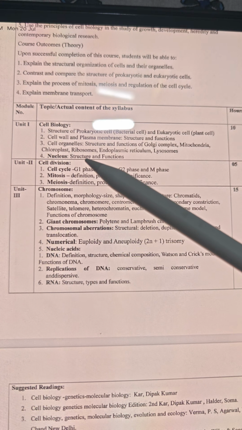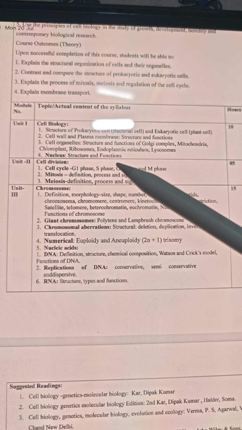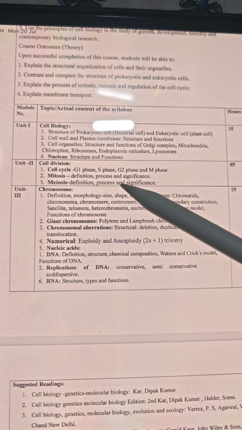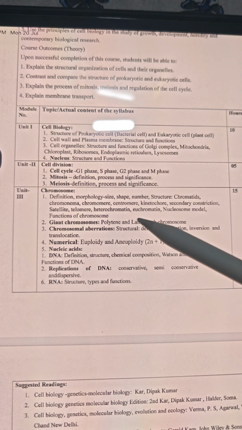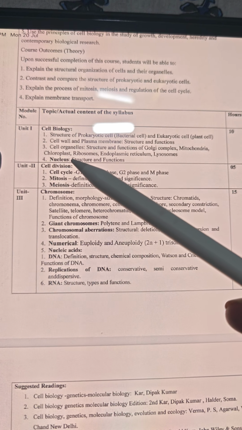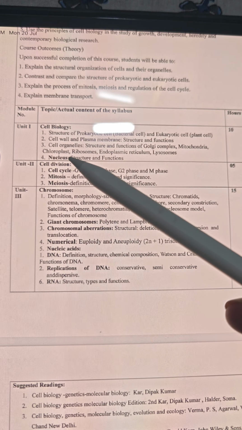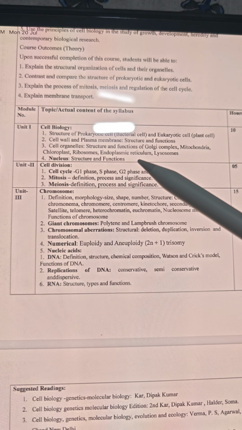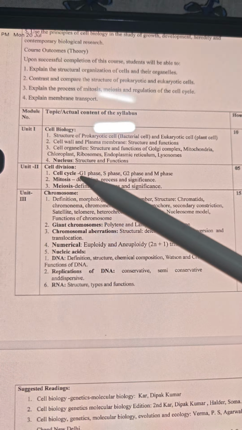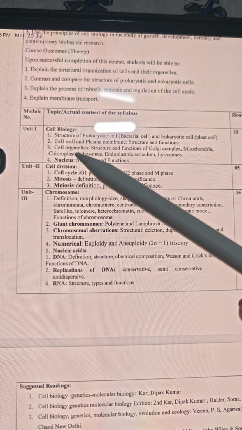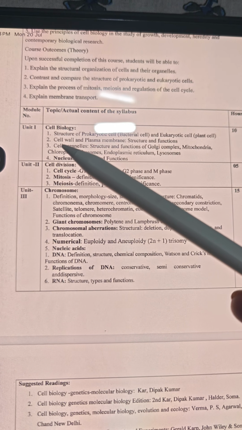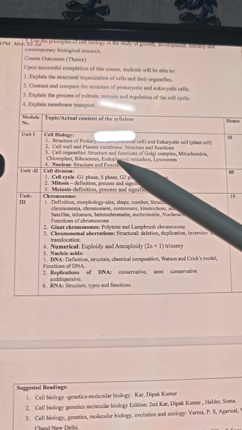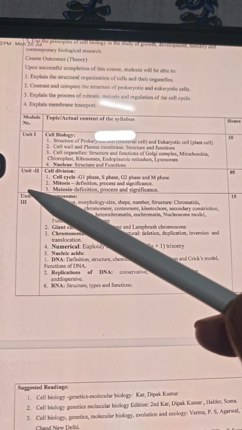And the fourth one is the nucleus, its structure and function. Inside the eukaryotic cell, at the center, or not exactly in the center, there is the most important part of the cell, that is the nucleus. We will study in detail the structure and function of the nucleus. So this is about unit 1 of cell biology, in which we will study the structural and functional parts of the cell.